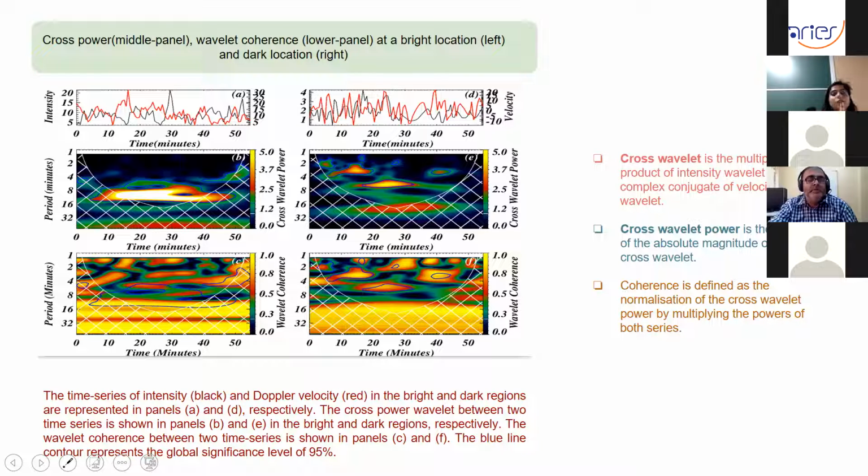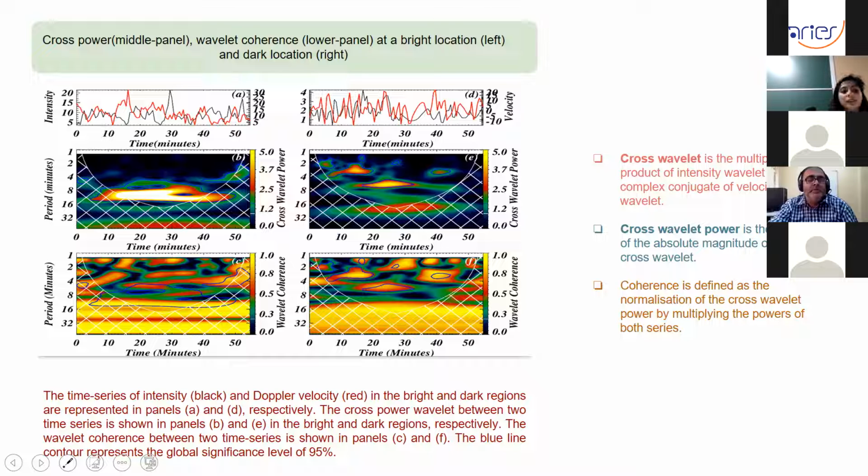So what is cross power? First, I will tell what is cross wavelet. Cross wavelet is the multiple product of intensity wavelet with the complex conjugate of velocity wavelet. And what is cross wavelet power? Cross wavelet power is the square of the absolute magnitude of the cross wavelet. Panel B corresponds to bright region and panel E corresponds to dark region. After that, we have calculated the wave coherence that has been shown in figures C and F.